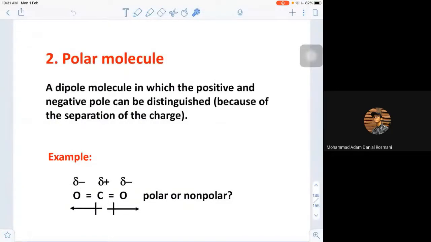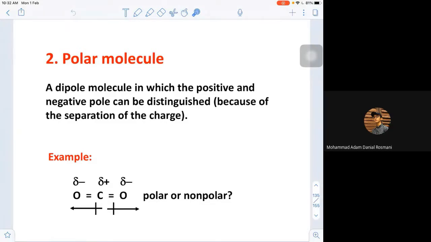Now we want to talk about polar molecules. Polar molecules are those where we have a dipole in a molecule. Dipole means two poles, the positive pole and the negative pole that can be distinguished. We can identify where the positive pole and the negative pole of the molecule are. If we can identify those two different poles, only two poles, it cannot be more than that, then we say that the molecule is a polar molecule.